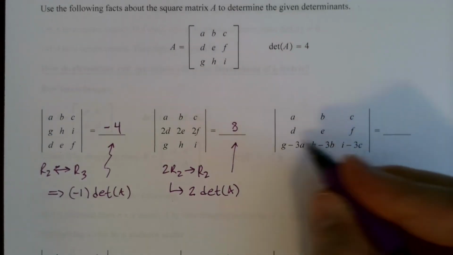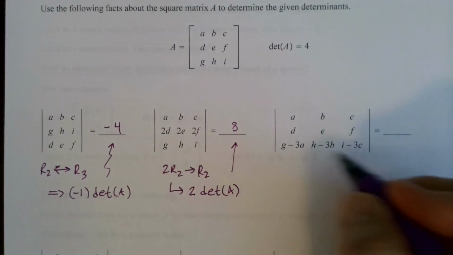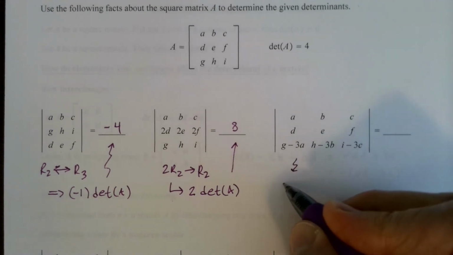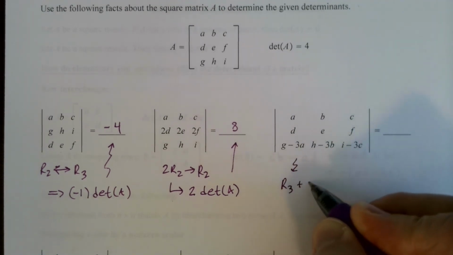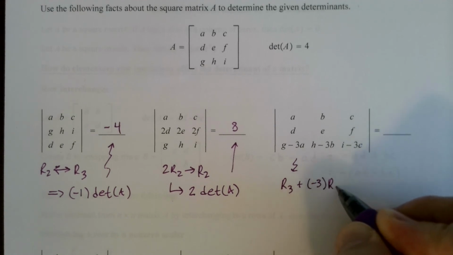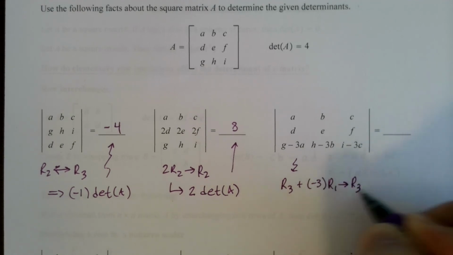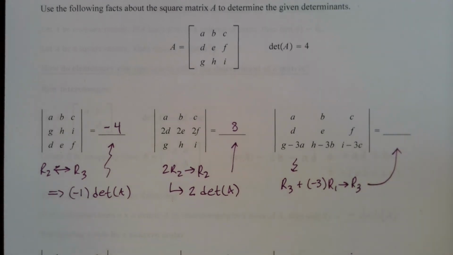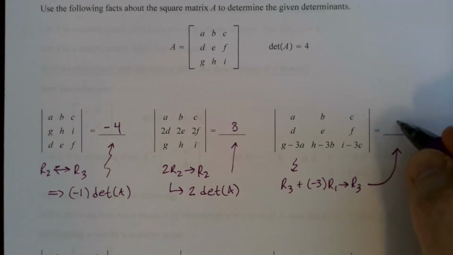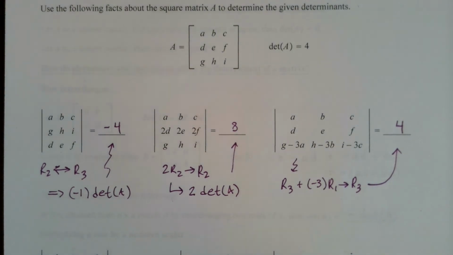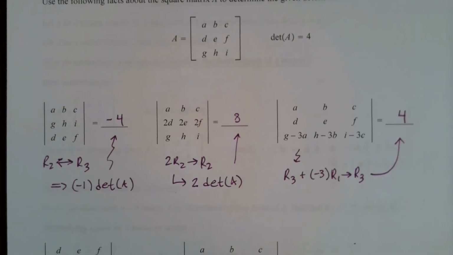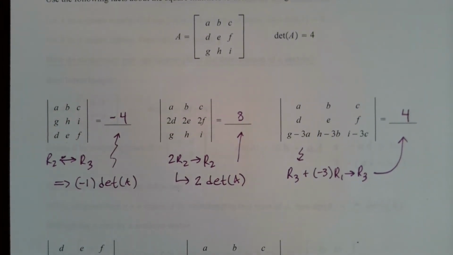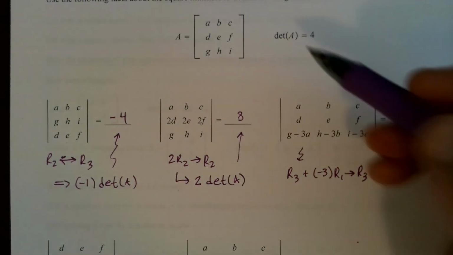What about here? A, B, C, D, E, F, the same. This row is different, and we can see then what? This was row 3 added to -3 times row 1. And how does that affect the determinant? It doesn't. The determinant is the same. Remember, when we add a multiple of one row to another, the determinant is unaffected. Okay, so you can do these sorts of things given this information.